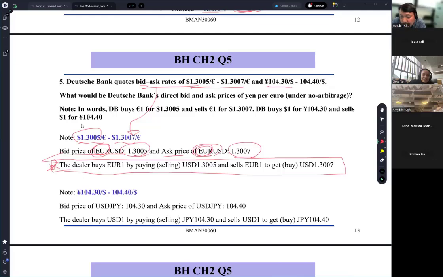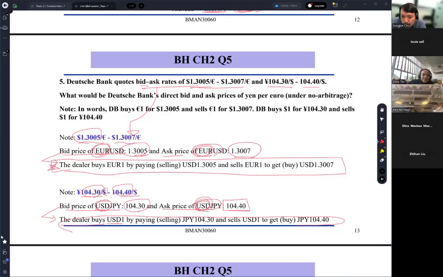And we also have bid-ask prices for USD/JPY. So this is the bid price. This is the ask price. Dollar is in the denominator. The bid price of USD/JPY is this one. The ask price of USD/JPY is this one. What is the interpretation? The dealer buys the currency in the denominator, $1, with this much yen. The dealer sells the USD currency in the denominator, $1, and gets this amount of Japanese yen. That's the interpretation. You should know this meaning.